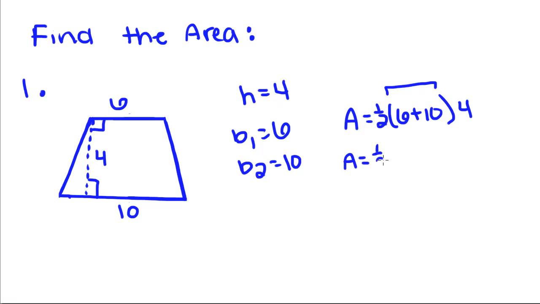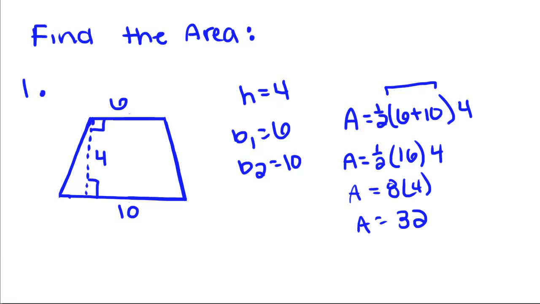So it's 1/2 (6 + 10) is 16, times 4. A is equal to 1/2 times 16 is 8, times 4. So our area is 32.